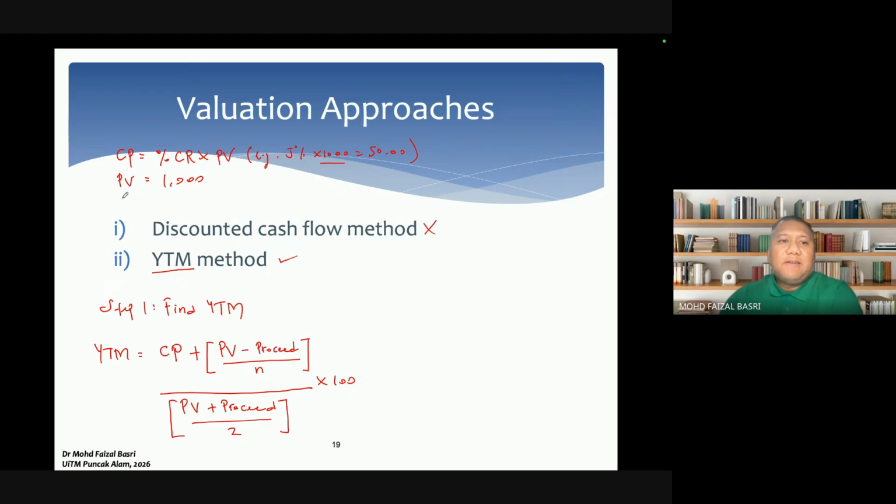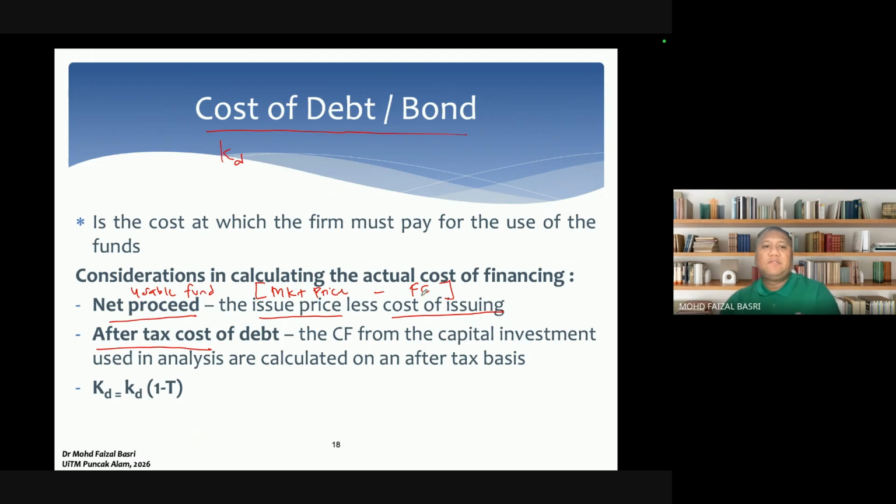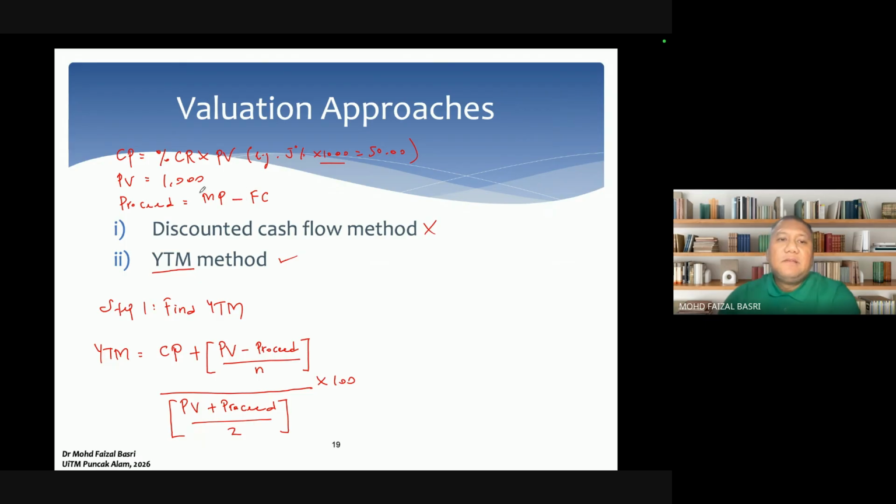Next, we're going to have proceed. Okay, ni proceed. So proceed sebenarnya consists of market price tolak flotation cost. Okay, so this one I already mentioned dekat sini tadi kan. Market price tolak flotation cost is the proceed. Okay, so this is the proceed lah. Market price tolak flotation cost to get the proceed. And then last but not least is N. So N adalah years to maturity. Okay, berapa tahun lagi the bond will mature. Okay, years left to maturity lah.